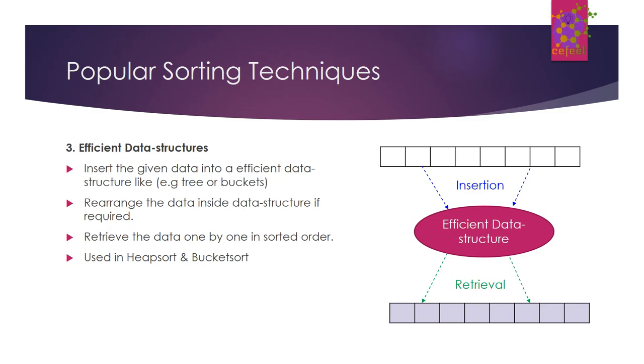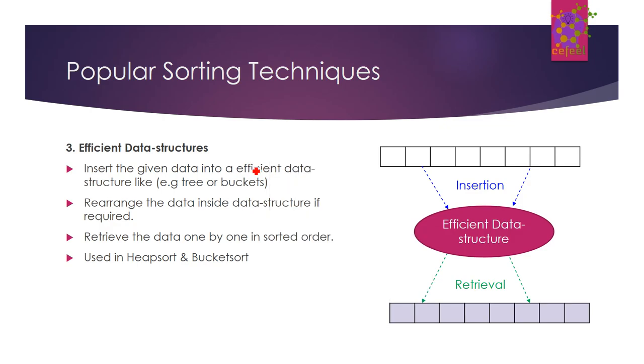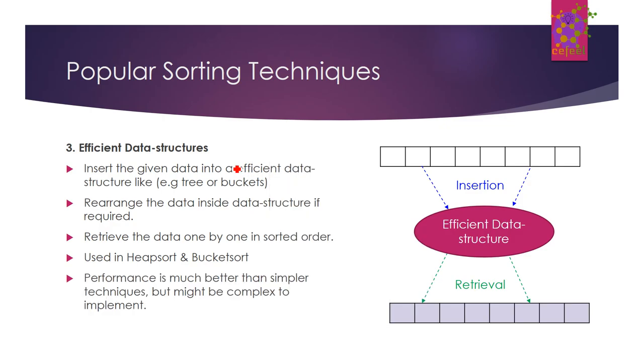We won't cover bucket sort because it falls into one of the not so popular algorithms, but we will definitely cover heap sort in our detailed discussion on the algorithms. And notice these are the performance of both bucket sort and heap sort, or at least heap sort is order of n log n, which means it performs better than the simpler techniques, but it might be complex to implement, and that is where the complexity comes in.